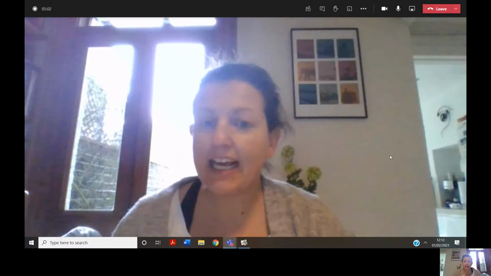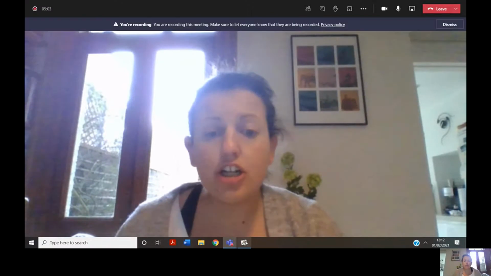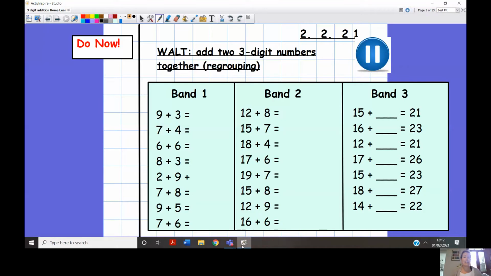We're going to get started straight away on our do now. You're going to be looking at adding numbers. Some of them are within 20 number bonds, some of them are looking at going over 20, and then we've also got some missing numbers. So complete your do now, press pause to start your work, and then when you're ready, press play because we'll go through the answers straight away.